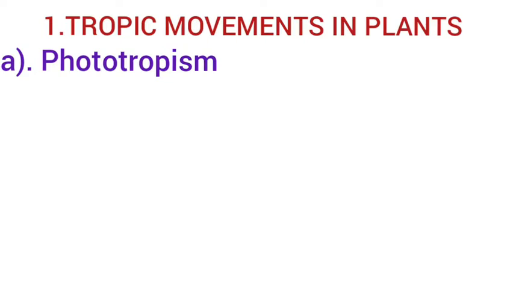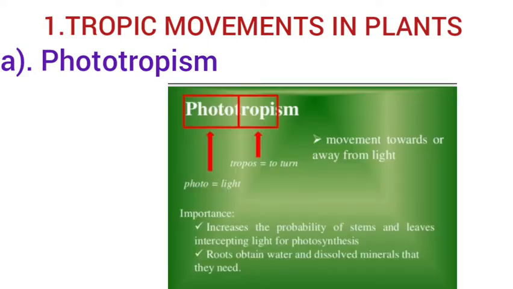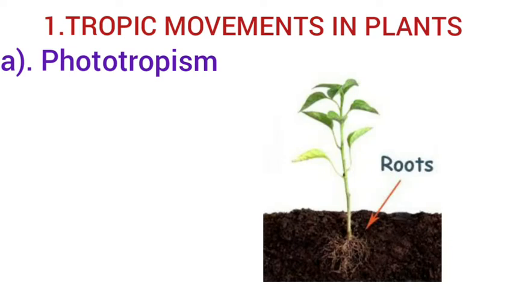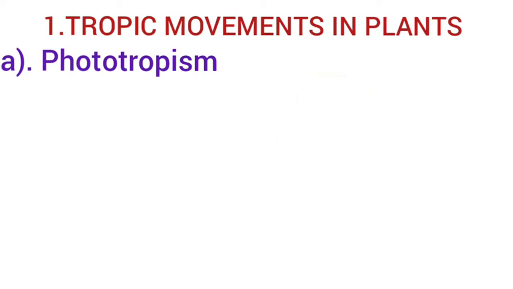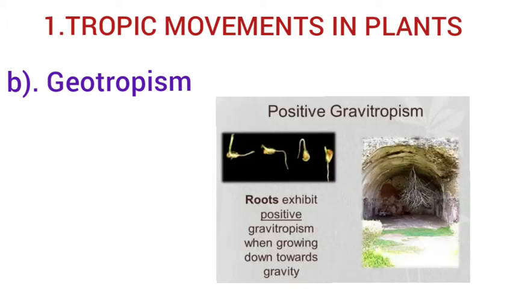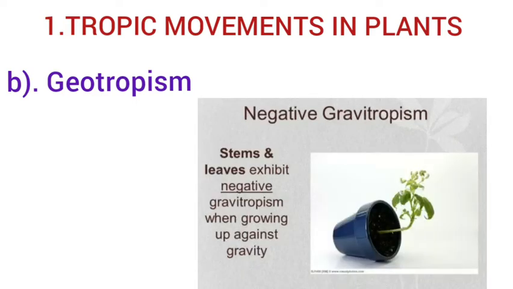What is phototropism? It is the growth response of a plant in response to light. Stems exhibit positive phototropism while roots exhibit negative phototropism. Geotropism. It is the growth of a plant part in response to gravity. Roots exhibit positive geotropism while stems and leaves exhibit negative geotropism.